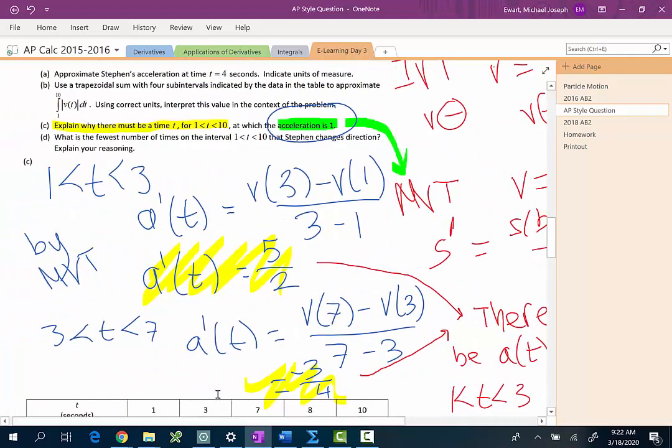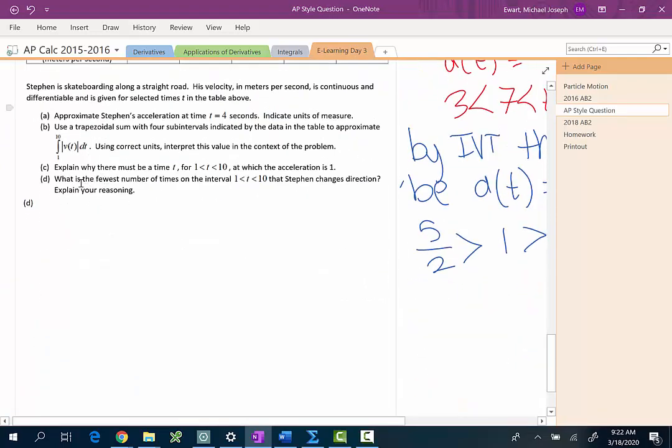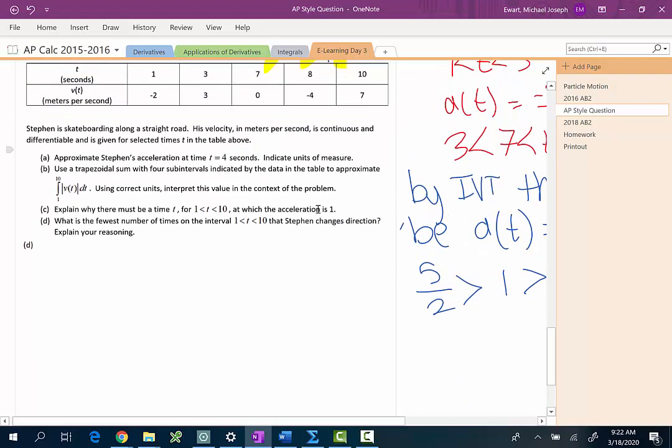This was pretty tricky because it had both MVT and IVT, but I like it because it goes through that. So D, what is the fewest number of times that Stephen can change direction? When he changes direction, his velocity is changing from positive to negative. So we actually don't care about the zeros, we care about positives and negatives. So here we have a negative velocity and now a positive velocity. So by IVT, what had to happen here? We had to get a velocity of 0.